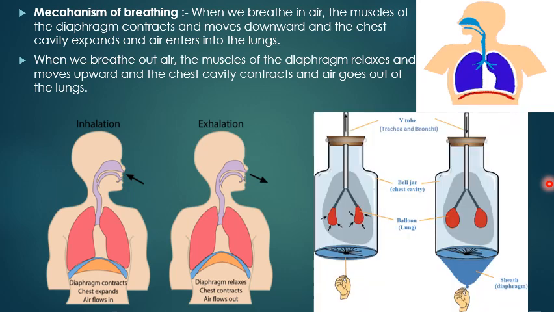Let us try to understand this mechanism of breathing by a small experiment. The materials required for this experiment are a wide mouthed plastic bottle, a blade, a Y-shaped glass tube, a one hole cork, balloons and a rubber sheet. These are the materials required for this procedure.